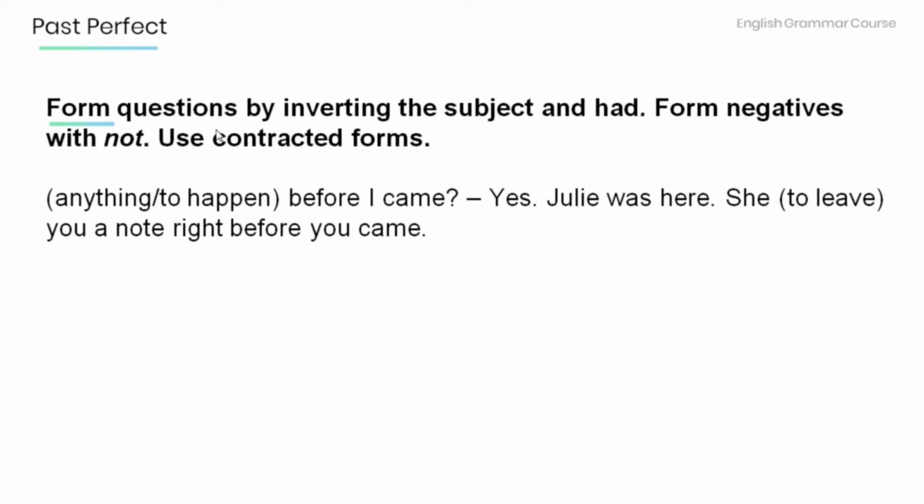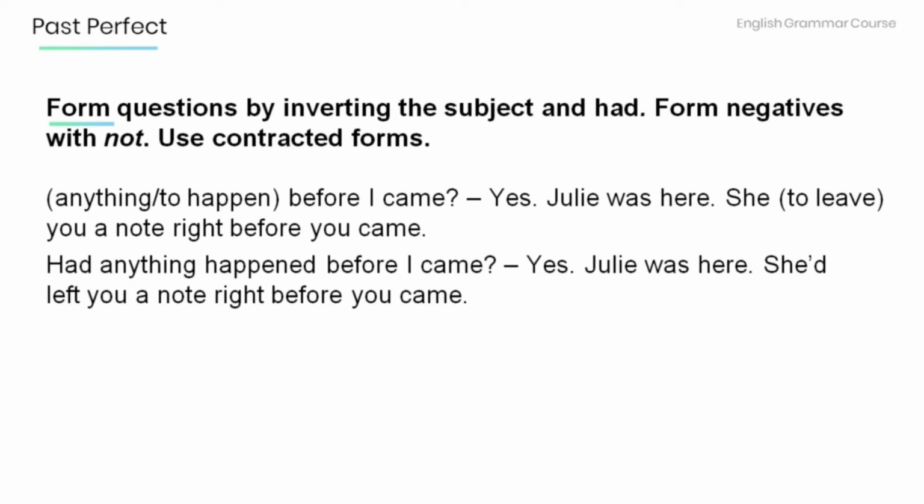Remember that to form questions, we invert the subject and had, and to form negatives, we use not. Now read the following sentences and provide the past perfect form of the words in the bracket. And make sure to use contracted forms. Anything to happen before I came? Yes, Julie was here. She to leave you a note right before you came. Had anything happened before I came? Yes, Julie was here. She'd left you a note right before you came.